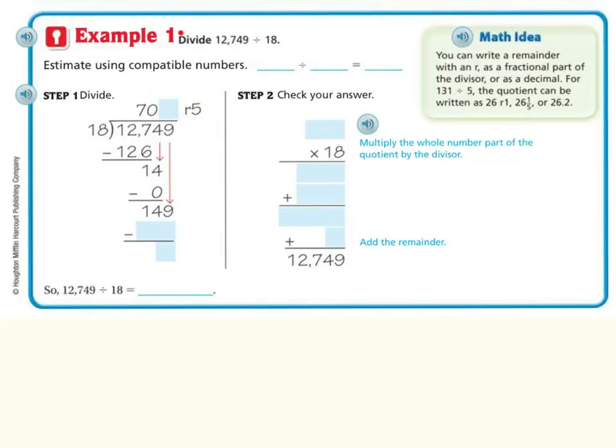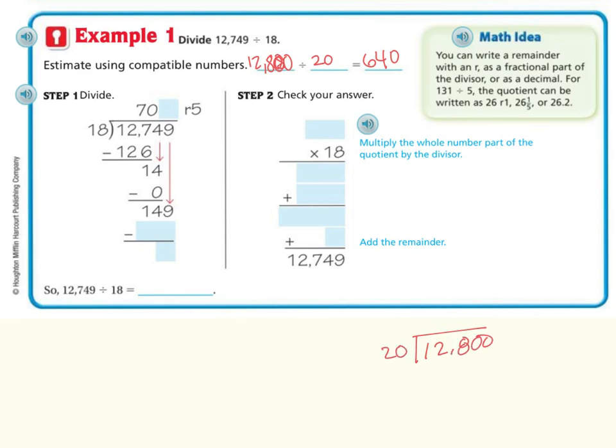All right, example 1, we're going to divide 12,749 by 8. We're going to estimate using compatible numbers. Well, 12,749 is close to 12,800, and 8 is close to 20. Actually, 12,800 divided by 20 is 640. If you wanted, you could work that out just to have that.